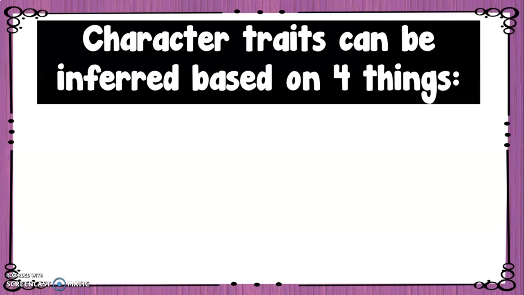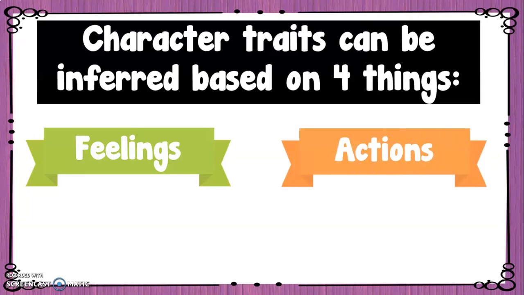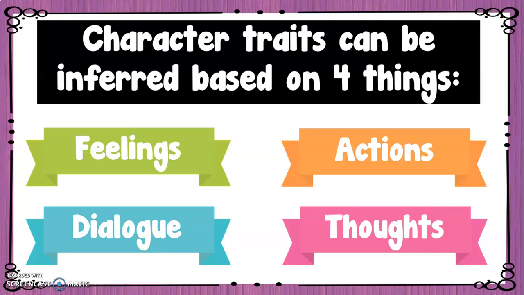So when we talk about identifying character traits in the characters in the books we're reading, we're thinking about what describes their personality. Four things that can help us infer a character trait, because usually an author does not come right out and tell us what a character's traits are. We have to infer them based on these things: their feelings, their actions, so what they do, dialogue, the things that they say, and their thoughts. So those are four things that will help you when you are inferring a character's traits.